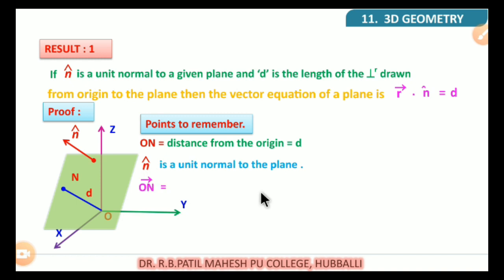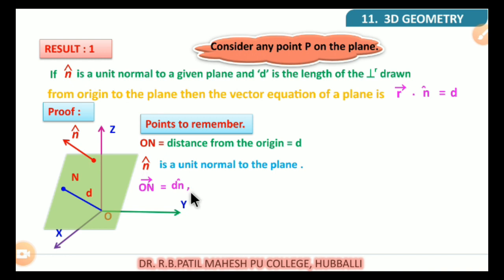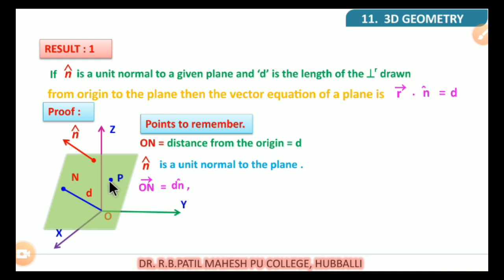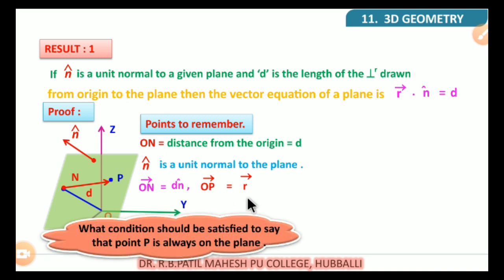ON vector is equal to d into n cap, because it is at a distance d from the origin. Now consider a point P on this plane. Then OP vector is the position vector of the point P. We can take another vector NP, joining the points N and P, and OP vector can be taken as small r vector.